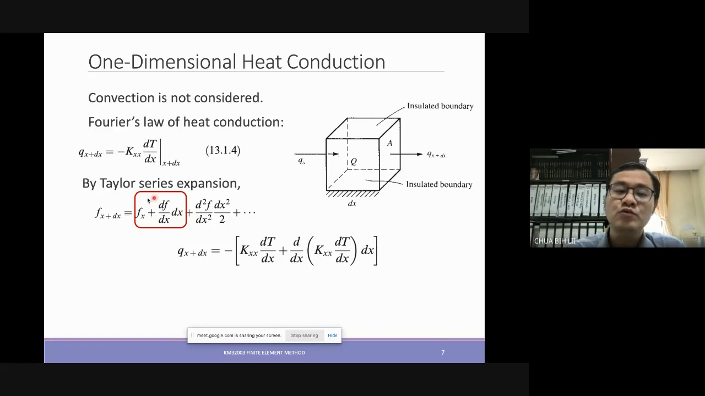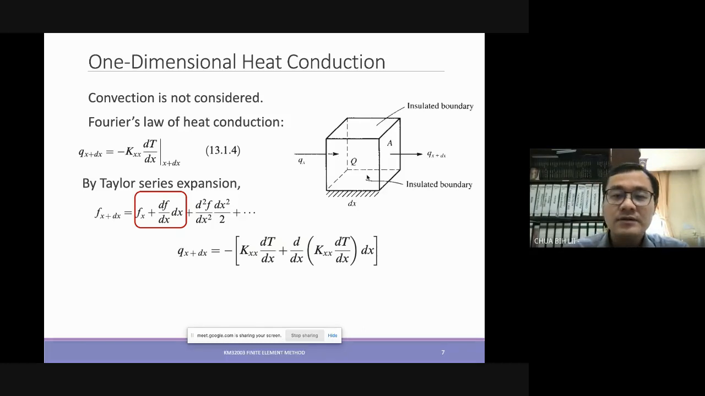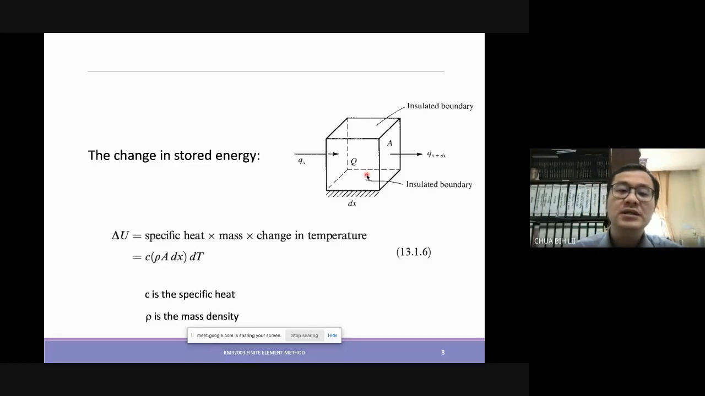So based on these two terms, we maintain the kxx dT over dx, plus we have to differentiate it with respect to x, so d over dx of the whole term, then dT. So we take the first two terms to denote the q, or the heat flux, out from the surface. Then next is the change in the stored energy, which we also want to estimate for our calculations from the finite element analysis itself.